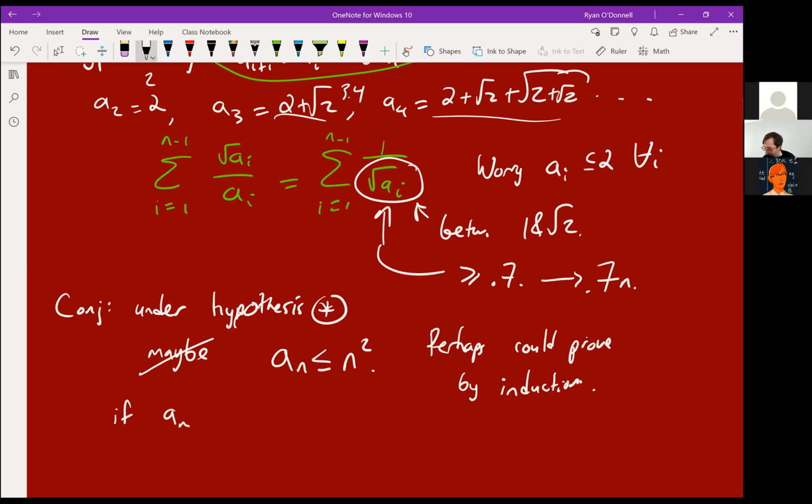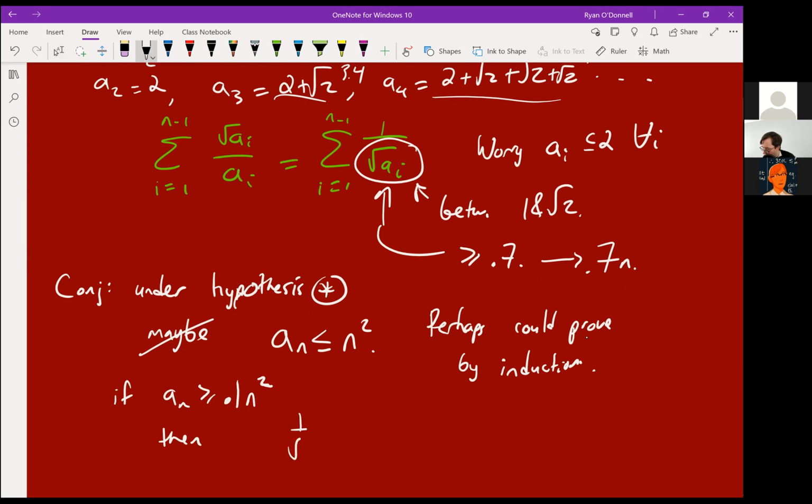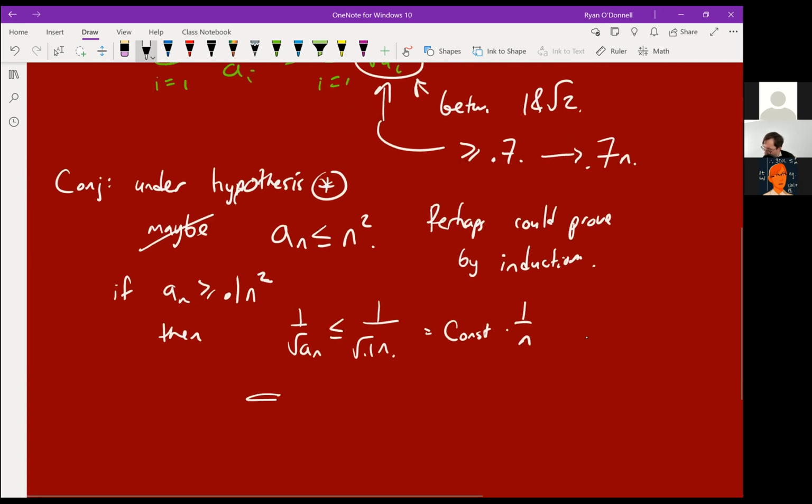If a_n were at least, I don't know, 0.1 n squared, then 1 over root a_n would be, now it's in the denominator, so you get the reciprocal, at most 1 over square root of 0.1 n, which is some constant times 1 over n. And then we know if you sum this up to n, you get log n, right?